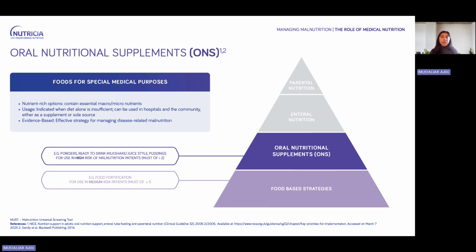Whilst you may be familiar with food-based strategies like dietary advice and food fortification, these are more suitable for medium-risk individuals. ONS should be immediately considered for those at high risk, so those with a MUST score of 2 or more. ONS can come in the form of powders, ready-to-drink milkshakes, puddings, and more.